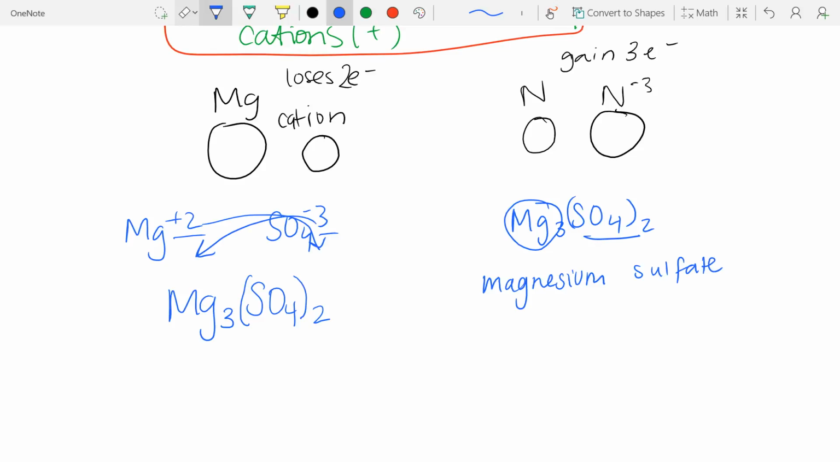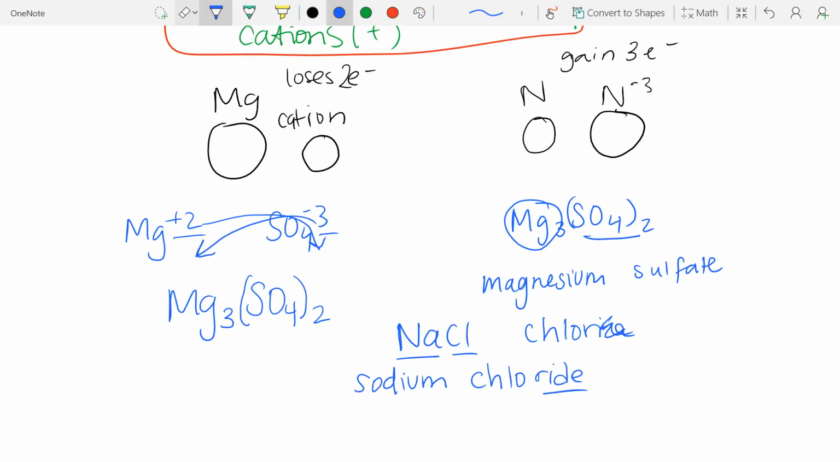Now, if you're naming something that's off the periodic table, for example, NaCl, Na is going to be sodium, and Cl is chlorine when you look at the drawing, but we change the ending from INE to IDE to be the new ending. So anytime you see IDE, that automatically means look at the periodic table. Okay, that's what you need to do there.